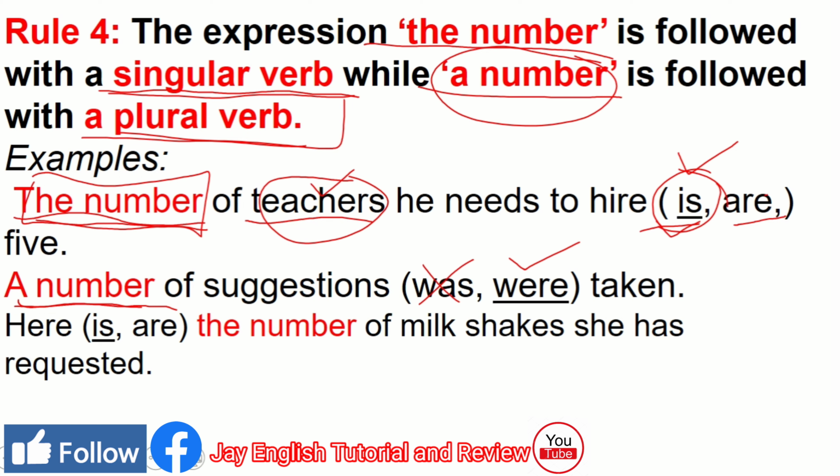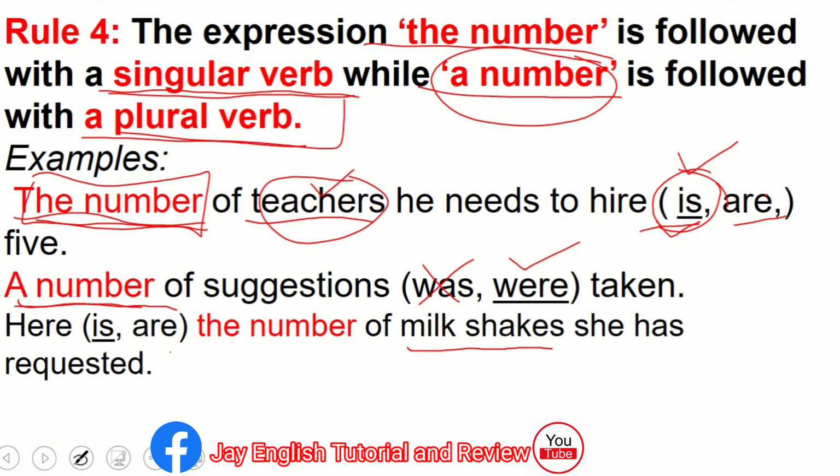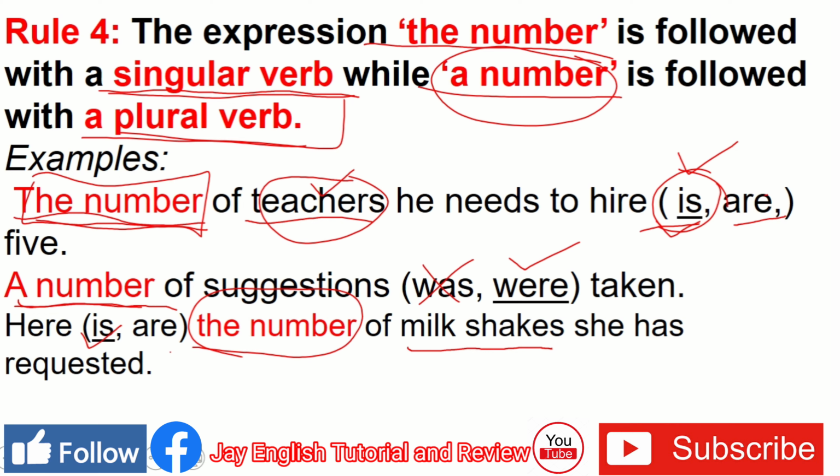Here is or are the number of milkshakes she has requested. So in this sentence again, you might be confused with our noun milkshakes. You might think that the answer is "are". But if we have to stick to what the rule says, the expression "the number" takes a singular verb, then it would be a piece of cake for you to decide that the answer must be "is". Here is the number of milkshakes she has requested.